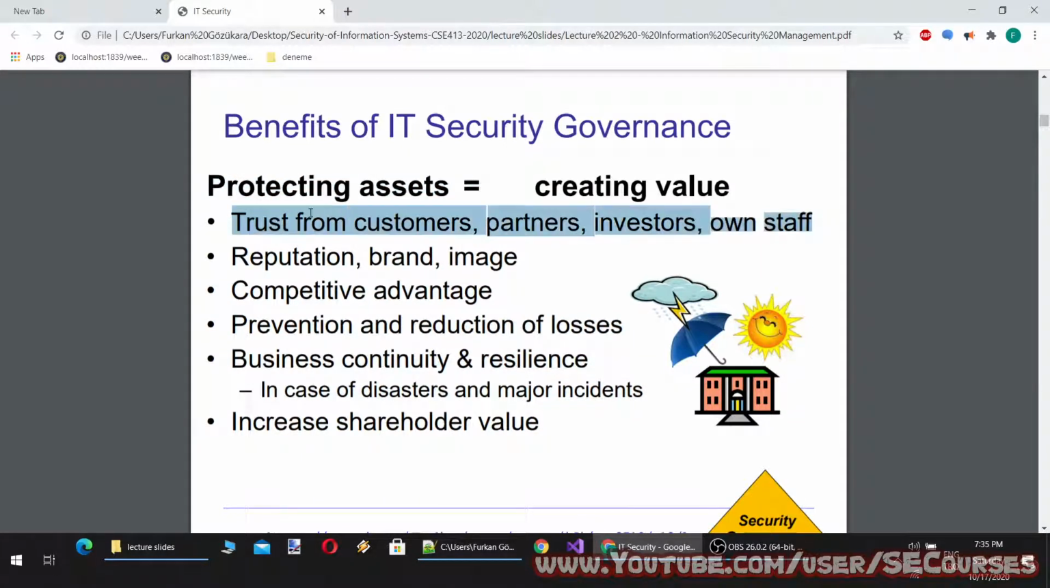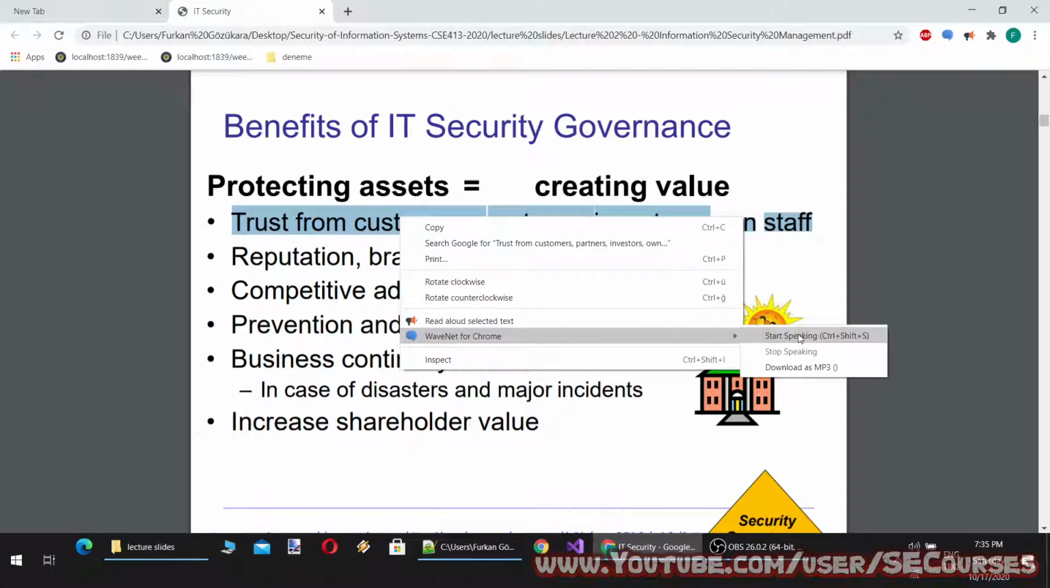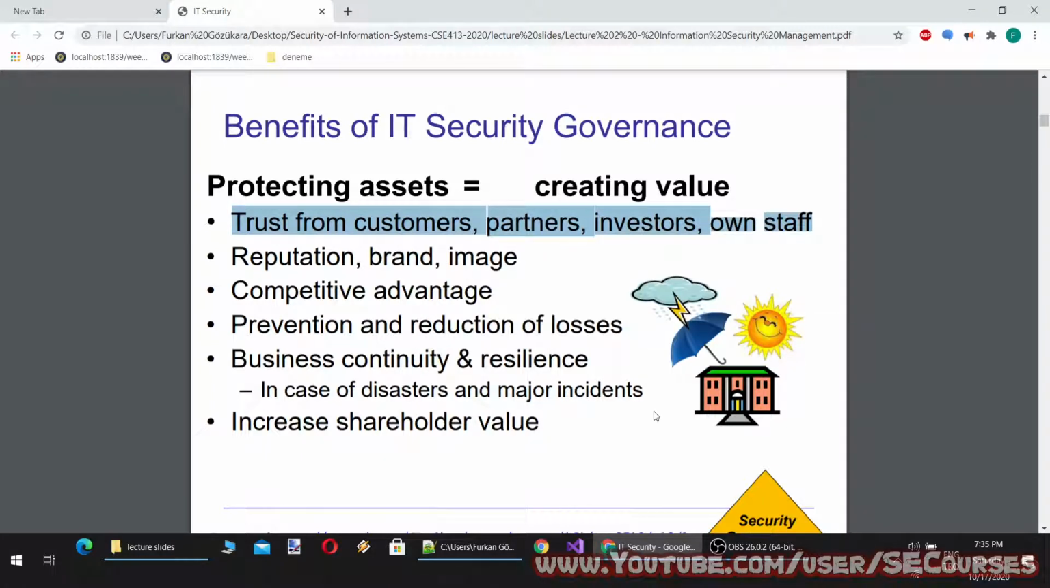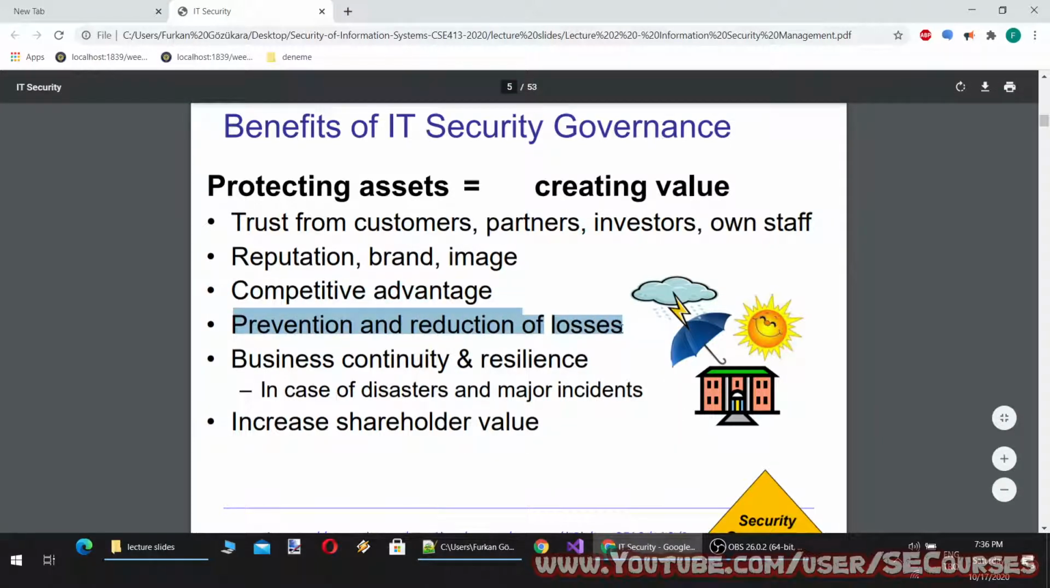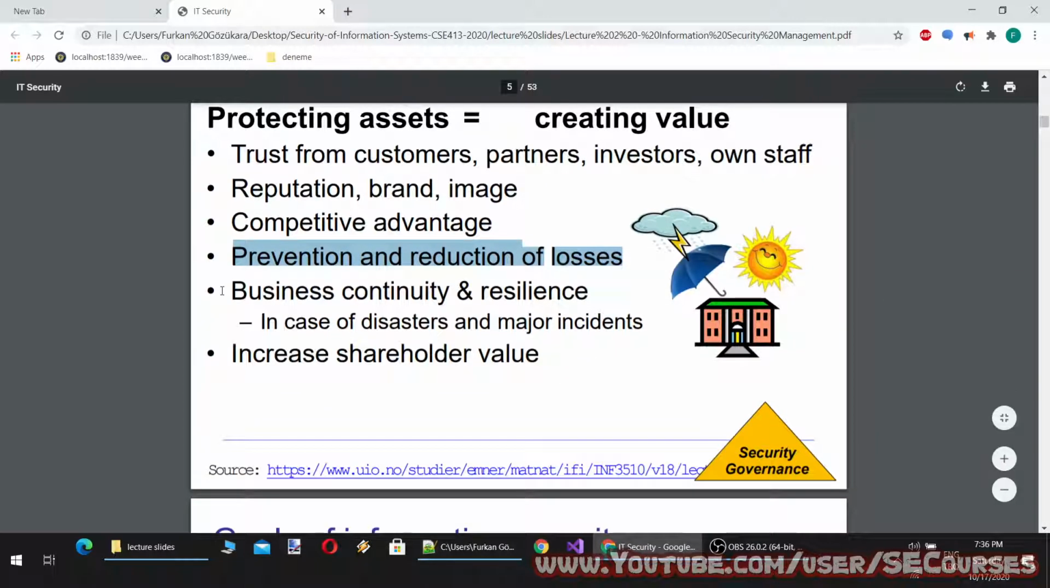How? Like this. Let's read again. Trust from customers, partners, investors, own staff. It increases trust in your company. It increases your reputation, brand, image. It provides competitive advantage. It prevents losses: prevention and reduction of losses.